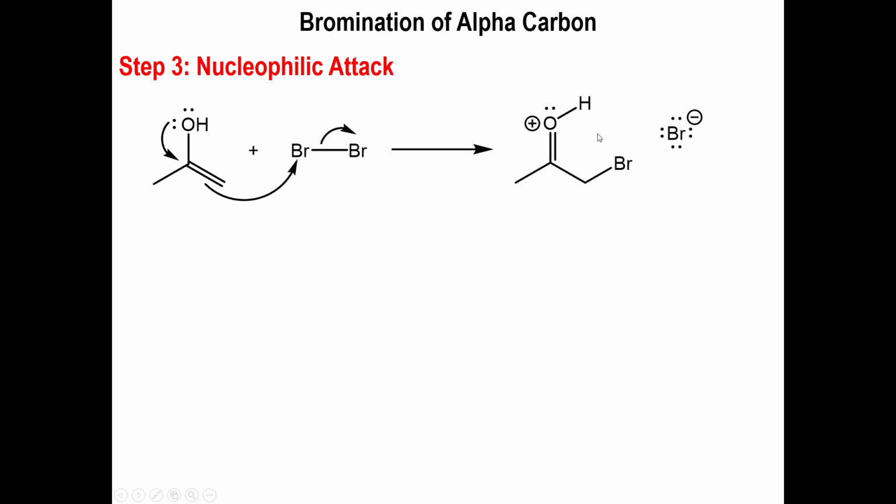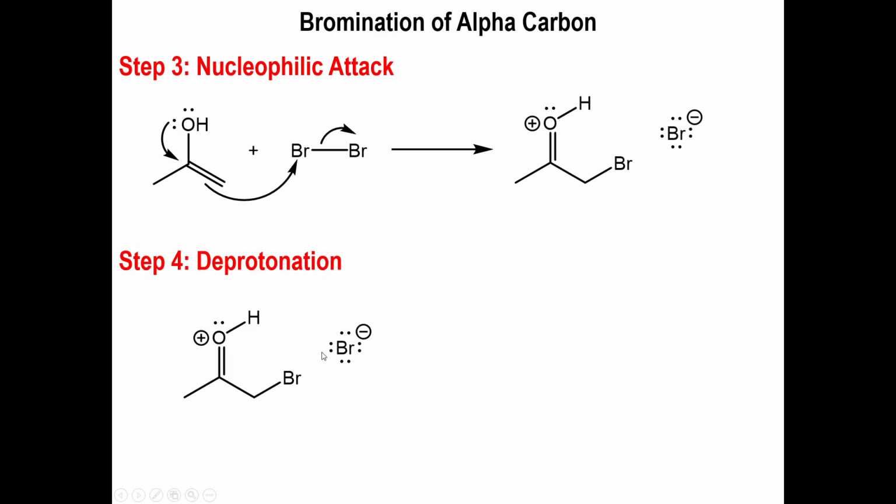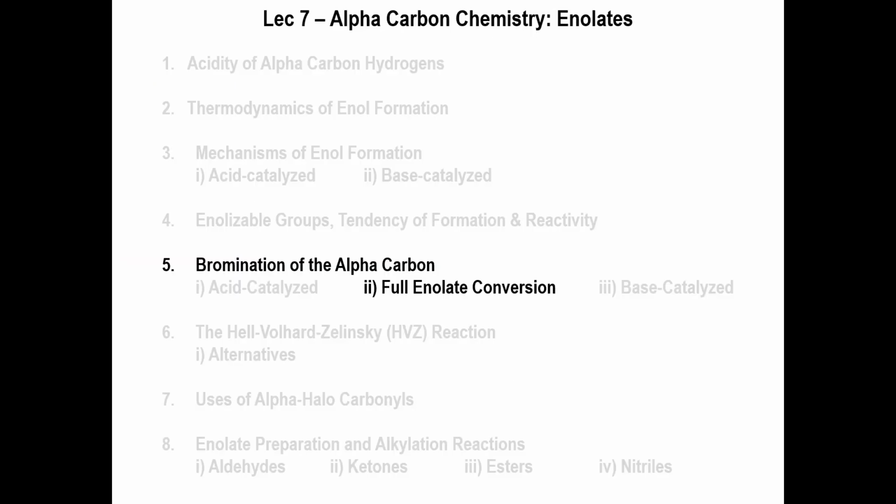Mind you, you still have your oxygen protonated. So in the last step, you have that bromide that has been formed remove the proton, yielding back your now brominated ketone. So as you can see, the procedure is relatively simple, but it does go via the enol intermediate. That's really going to be the theme of this lecture as we go through the rest of the videos.